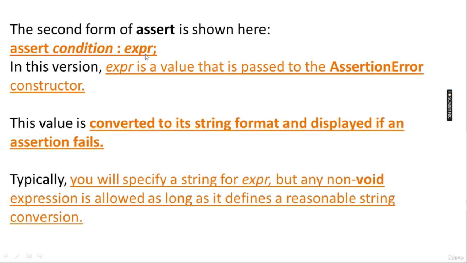if an assertion fails. Typically, you will specify a string for expression, but any non-void expression is allowed as long as it has a reasonable string conversion. So whatever expression you write over here, a string or a non-void expression that can be converted to string is allowed. But no other expression that cannot be converted to string is allowed.